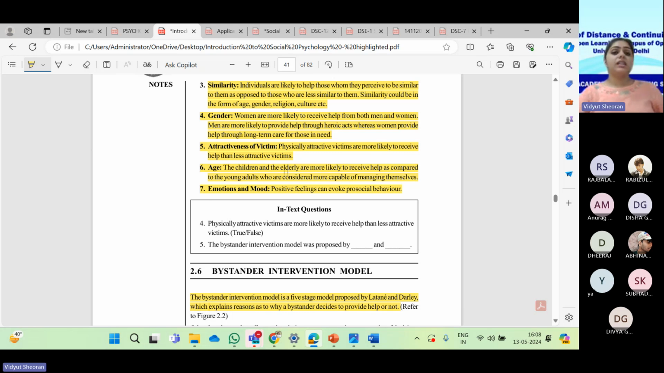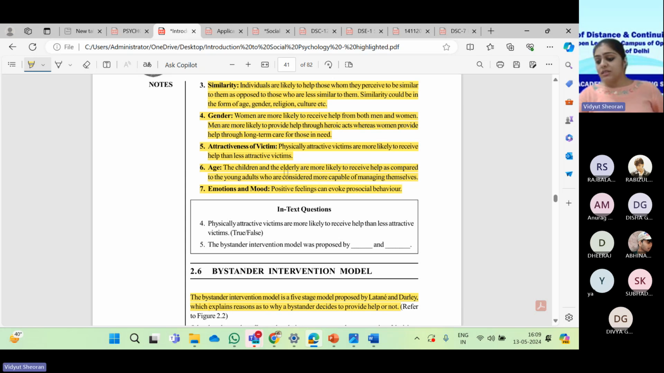Then comes similarity. People who are similar to you, be it the same race, gender, religion, culture, organization, or in proximity or neighborhood, the more the similarity, the easier it will be for you to accept them and further help them. Even if you don't know them personally, but since you know that yes, they are similar to you, you will help them. Then comes gender.